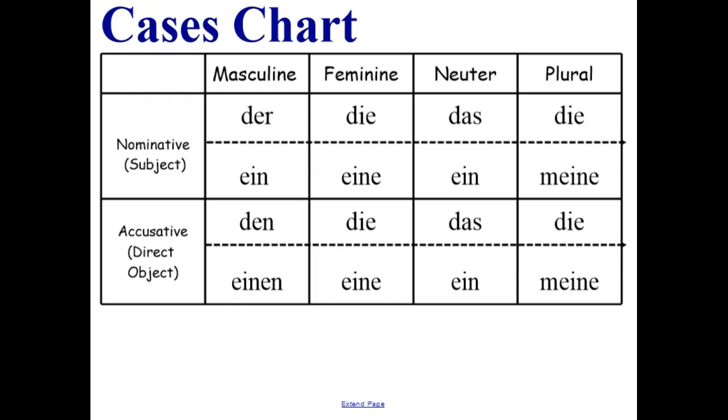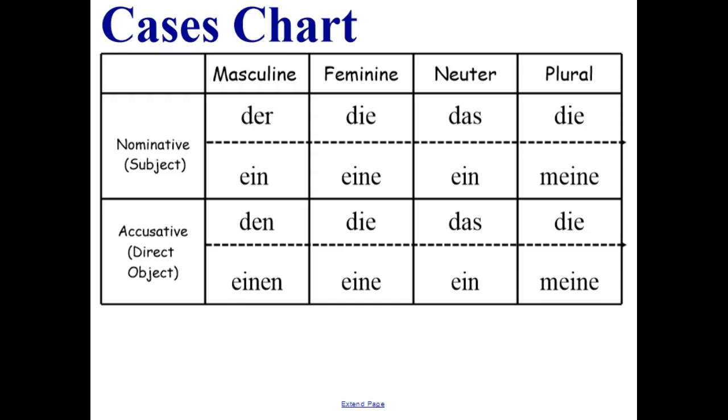Across the top of your chart, you see each of the genders of nouns in German, which you have previously learned about: masculine, feminine, neuter, and plural. Then you see the two cases that we are working with: nominative used for the subject and accusative used for the direct object. Above the dotted line, you see the way to say the for each of the genders in the nominative and then for the accusative. In the nominative, you see der, die, das, die, and in the accusative, you see den, die, das, die.